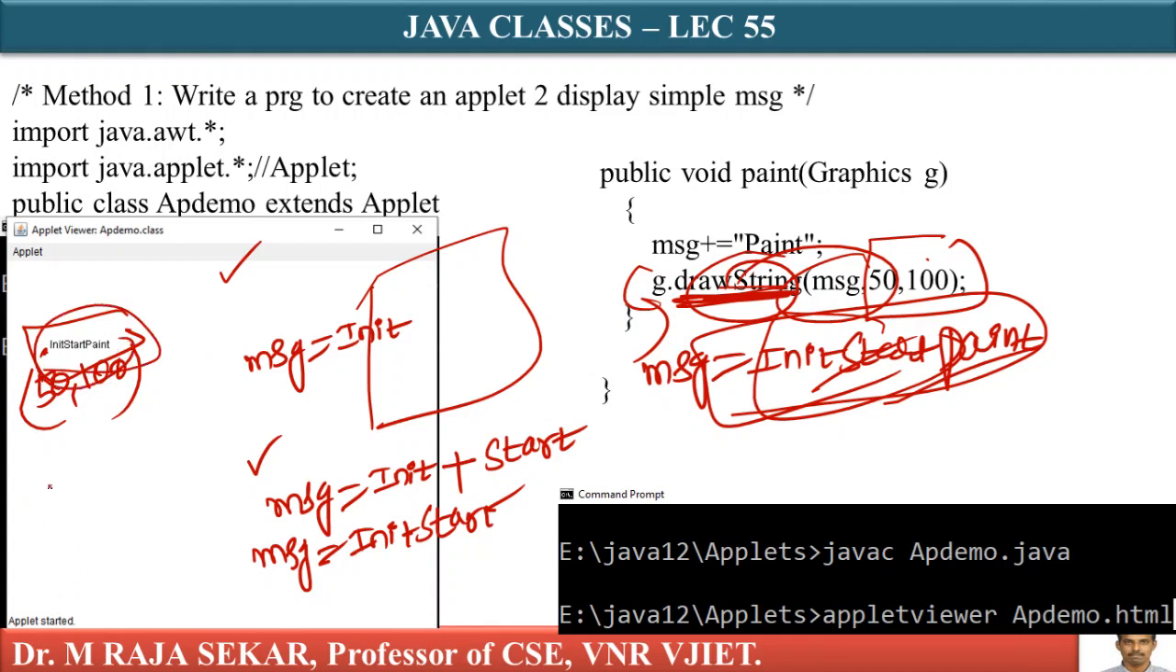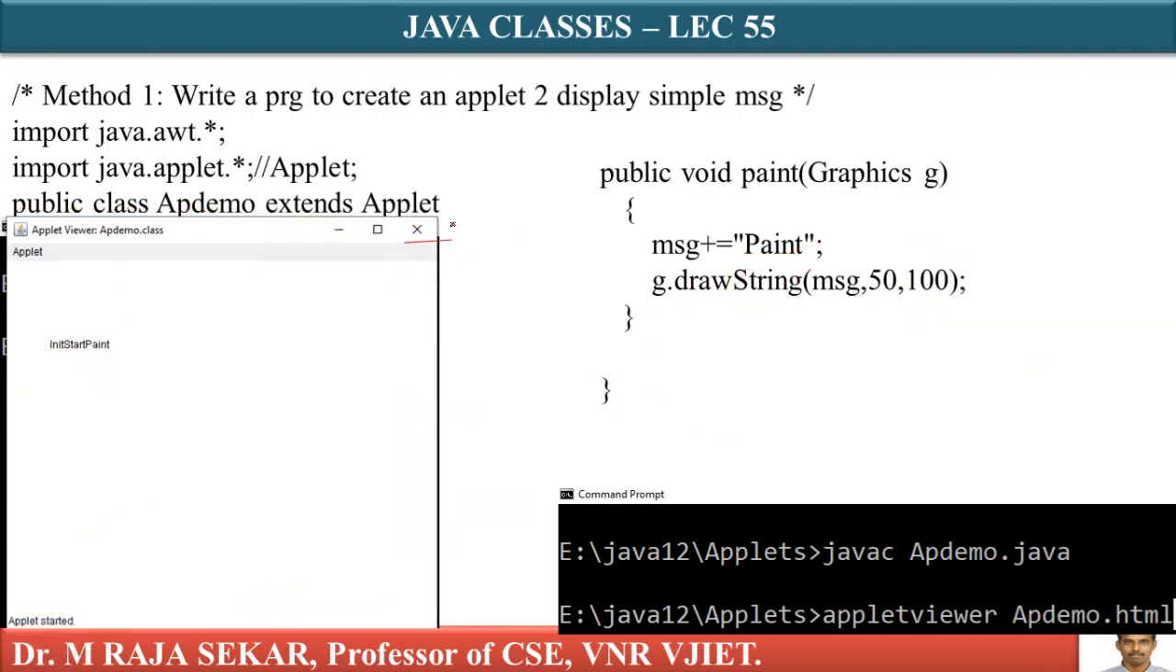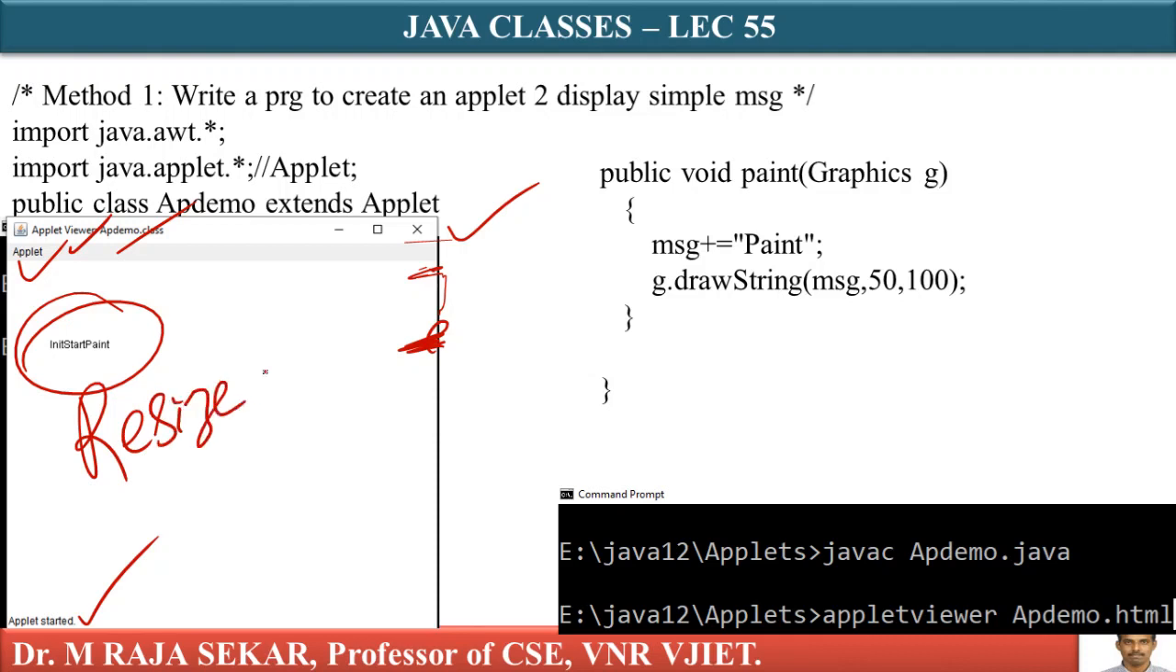What we were saying, when you resize the window, this is the applet window. Just understand. This one is an applet window. Just see, applet started, appletviewer, appdemo.class. This is a message, isn't it? If I resize this applet window, if I drag it and change the size, which method will be called? The paint method will be called, isn't it?